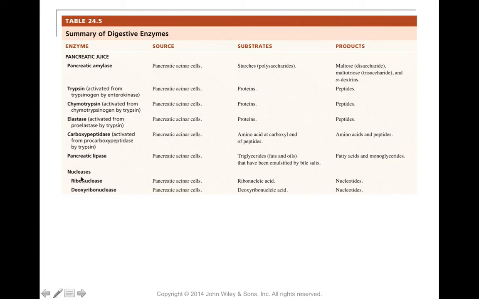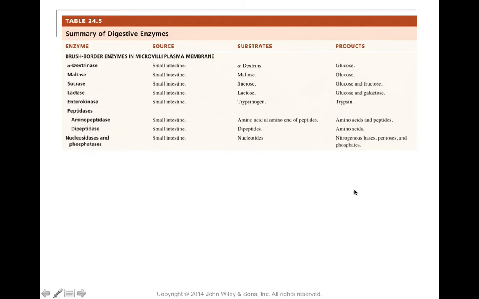And then we have some nucleases, which do exactly what you might expect. They break down nucleic acids. Ribonuclease is going to break down ribonucleic acid into nucleotides. Deoxyribonuclease is going to break down deoxyribonucleic acid. And you should recognize those as RNA and DNA, respectively.